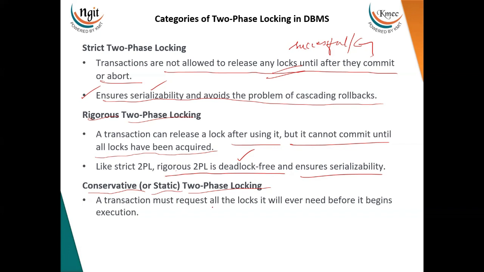Next we have conservative or static two-phase locking. A transaction must request all locks it will ever need before it begins execution. So this may lead to a deadlock situation. It is because it is going to acquire all the locks before it starts its execution. So thereby, some other transactions have to wait for a long time. The locks acquired by the transaction are not going to be released until its completion.